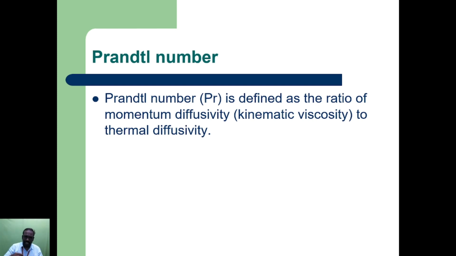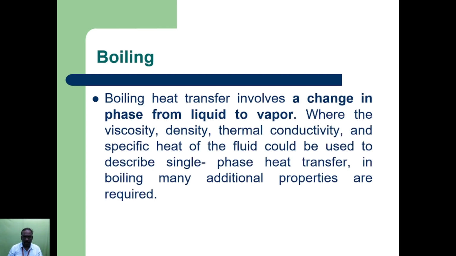Diffusivity is how much material or how much energy diffuses; that is the important parameter. So K by rho C is the thermal diffusivity. Now we are going to discuss momentum diffusivity to thermal diffusivity. We have already discussed thermal diffusivity, and momentum diffusivity means kinematic viscosity, mu by rho. Kinematic viscosity divided by thermal diffusivity gives mu Cp by K. That is the Prandtl number.